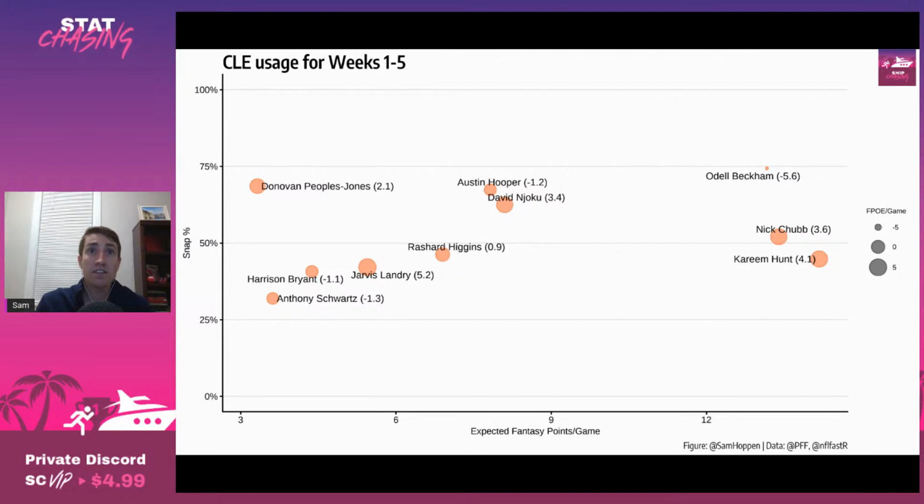I did this a couple weeks ago with the Bills receivers, but I'm going to do it again with the Browns receivers. Baker Mayfield's completion percentage over expectation when targeting different players: Odell Beckham is last at negative 9.2%, Donovan Peoples-Jones first all the way up at nearly 27%. So the targets that Odell Beckham is getting are not quality targets.